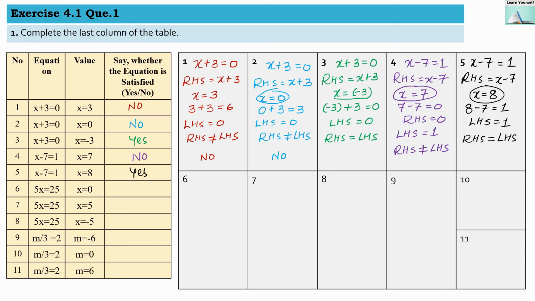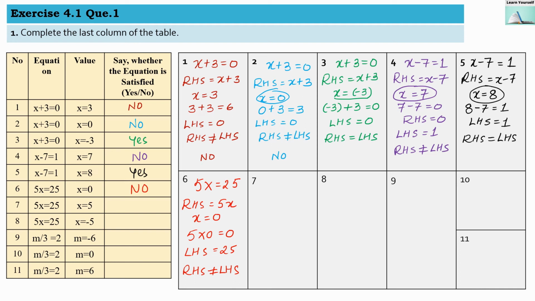Now sixth equation, 5x equals to 25. So our RHS here is 5x and x equals to, we have to take 0. So 5 into 0 is going to be 0. So RHS is 0 but our LHS is 25. So this equation doesn't hold true when we are taking x equals to 0.